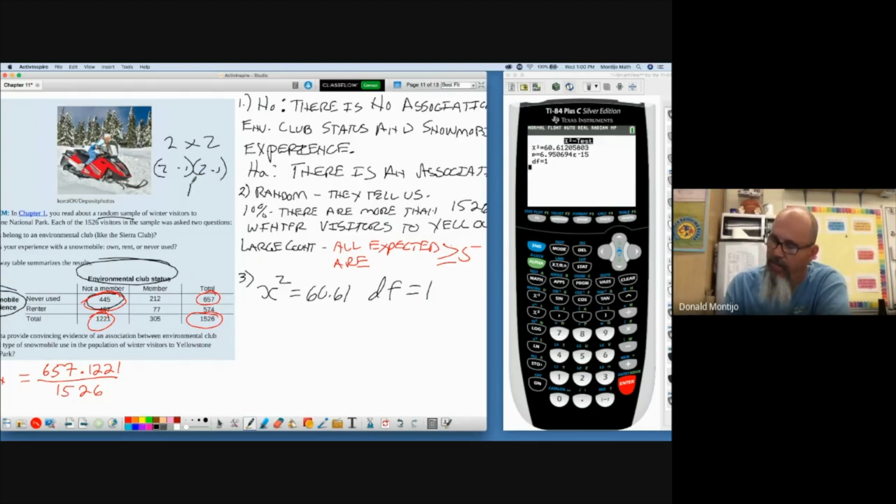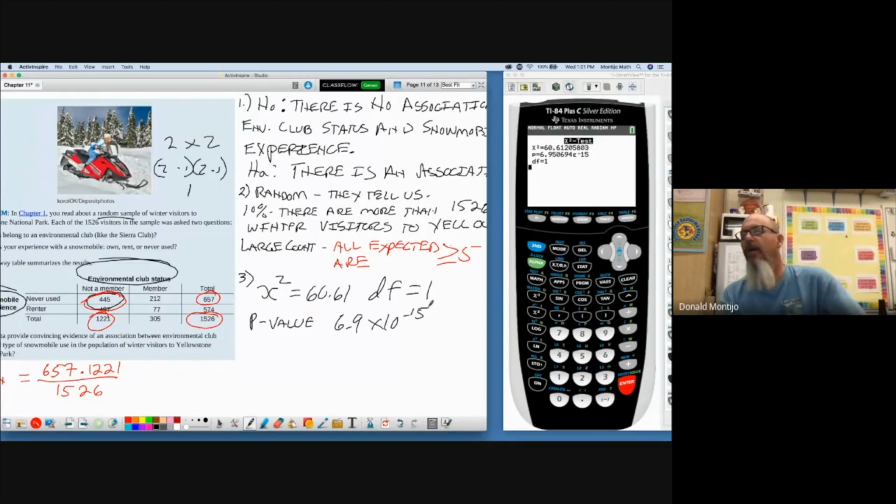The p-value, they tell me, in this case, is really, really small. 6.9 times 10 to the negative 15th power. So that means 0.14 zeros and then a 6.9. Tiny, tiny, tiny little p-value. What does a little p-value tell us? Oh, the data is statistically significant. We reject the null and conclude that there is an association between environmental club status and snowmobile experience.